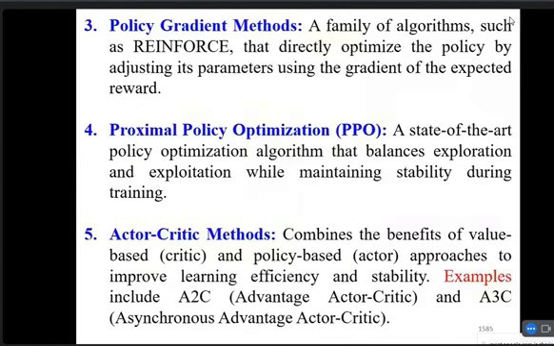Next, we use policy gradient methods. It is one of the reinforcement algorithms that directly optimizes the policy by adjusting its parameters using the gradient of the expected reward. Then proximal policy optimization, called PPO, a state-of-the-art policy optimization algorithm that balances exploration and exploitation while maintaining stability during training. For any data set, we take 80% training data and 20% testing data. It is just a thumb rule.